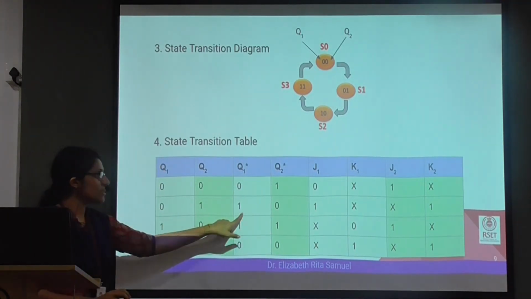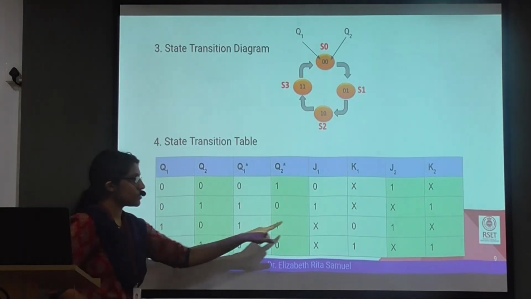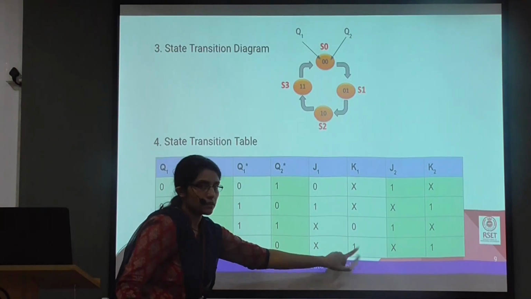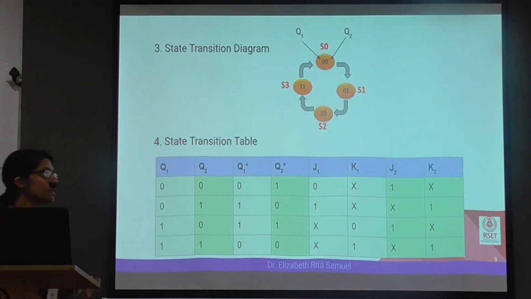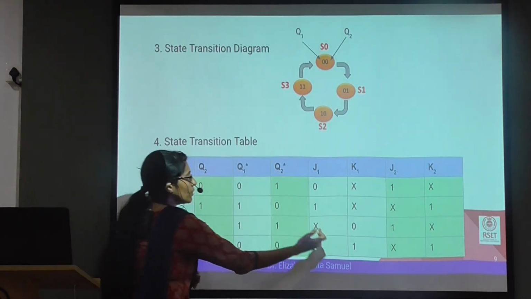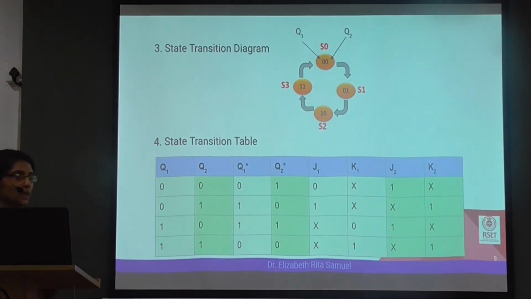Similarly, for 0 to 1, we write 1, don't care. For 1 to 1, it is don't care, 0. For 1 to 0, it is don't care, 1. So this we can easily write from the excitation table. That is the case for the first flip-flop. The light green columns correspond to the first flip-flop.